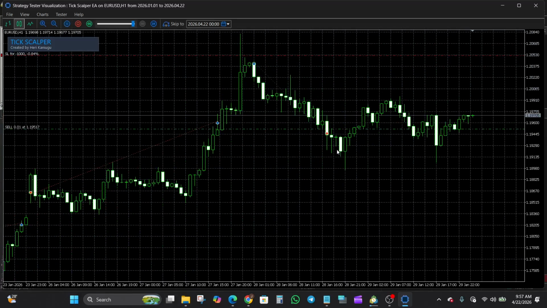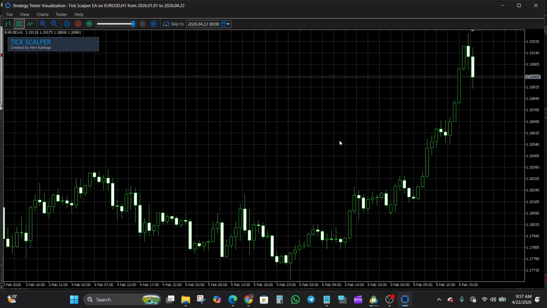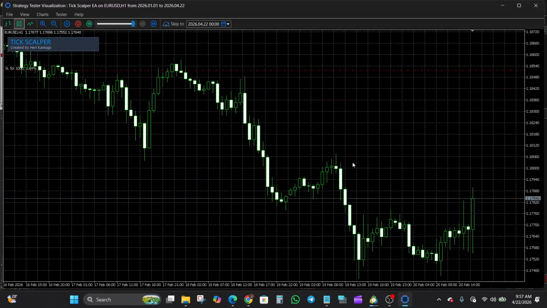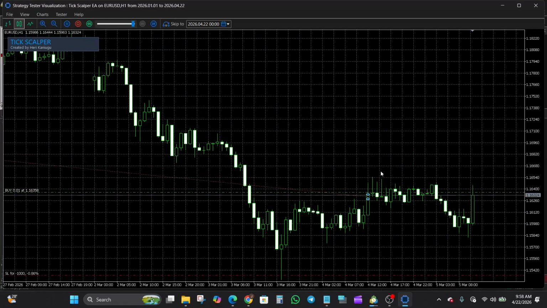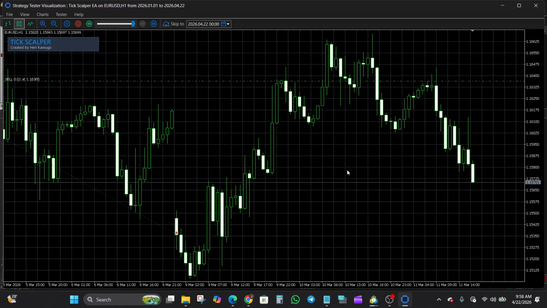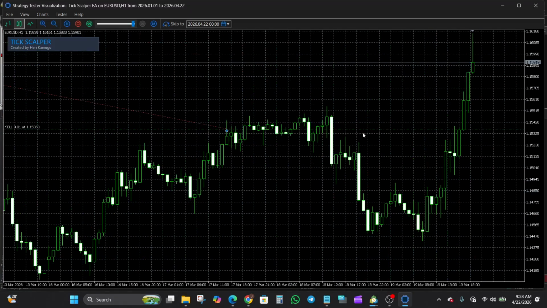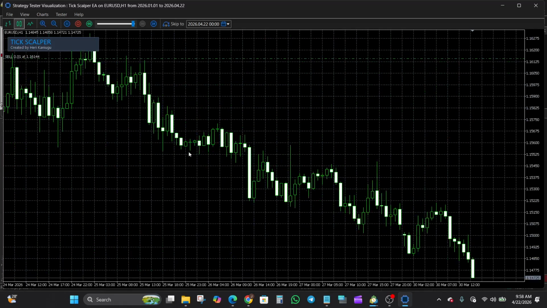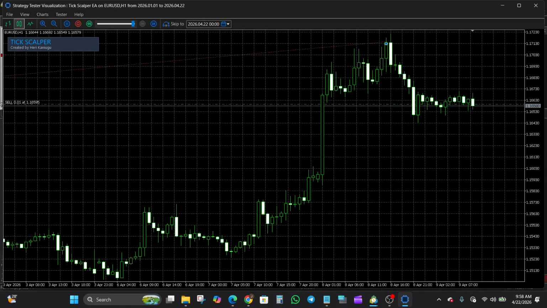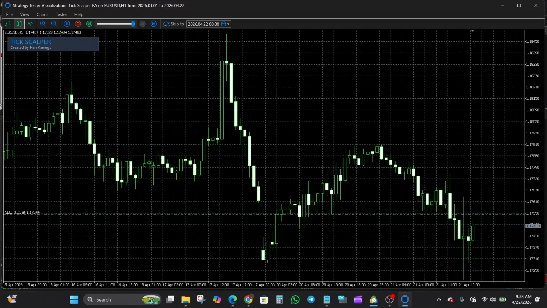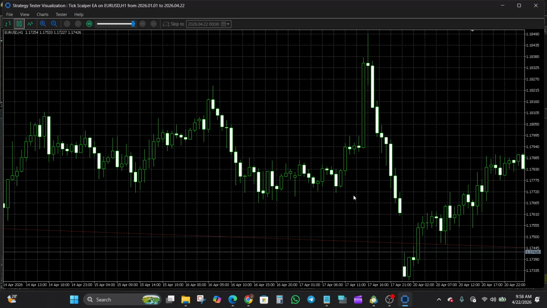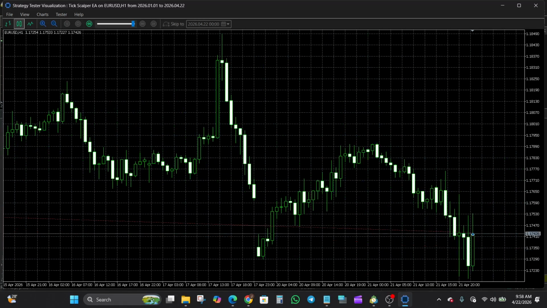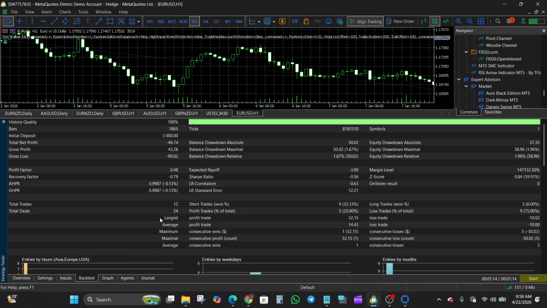Now, you notice what's happening here. Trades are not executed in multiples, and trades are executed only when opportunities are found. That's why you don't see a lot of trades just clustered on the chart. So this is quite interesting. We have come to the end of the backtest over the past few months since the start of the year. So we're just going to go to the results to see how the EA performed.